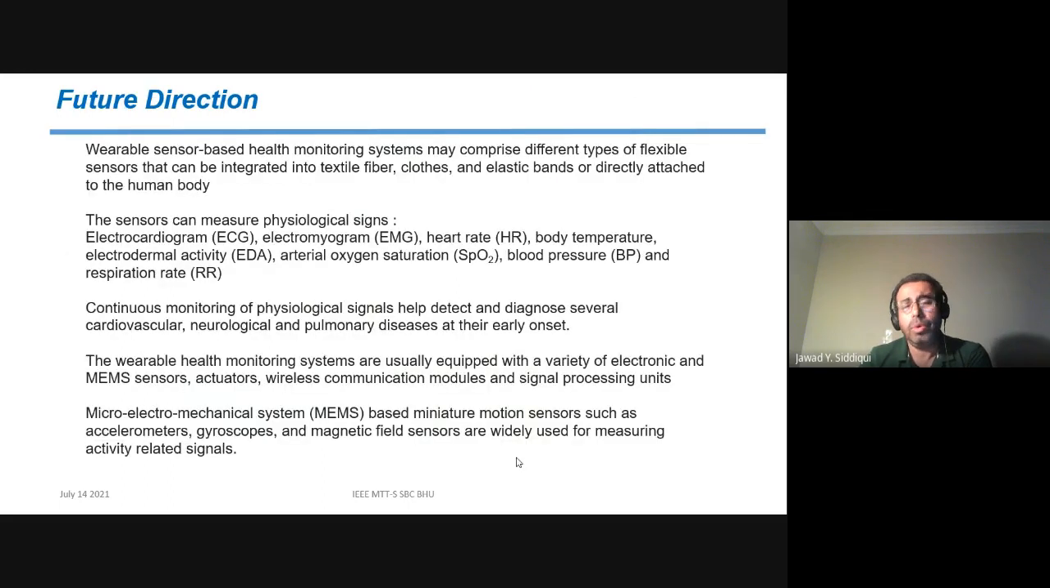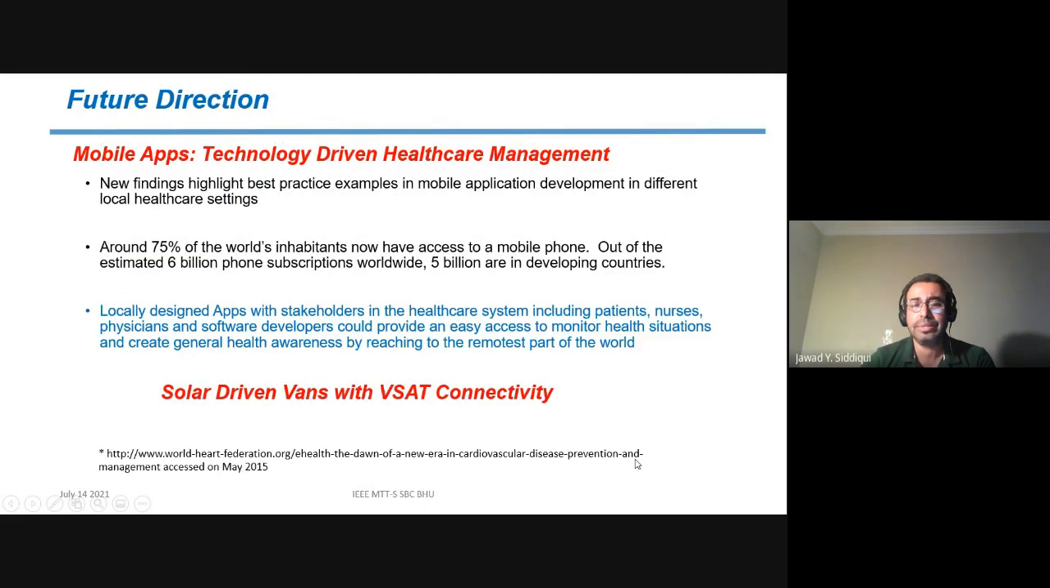The future direction in this respect was to have a wearable sensor-based health monitoring system, which may comprise different flexible sensors that may be integrated into fibers, elastic bands, and attached directly to the human body. The sensors could measure electrocardiogram, electromyogram, heart rate, body temperature, arterial oxygen saturation, blood pressure, and respiration rate, which can be monitored continuously from any part of the world. I was also thinking of using MEMS-based miniature motion sensors, accelerometers, gyroscopes and magnetic sensors for measuring activity-related signals.